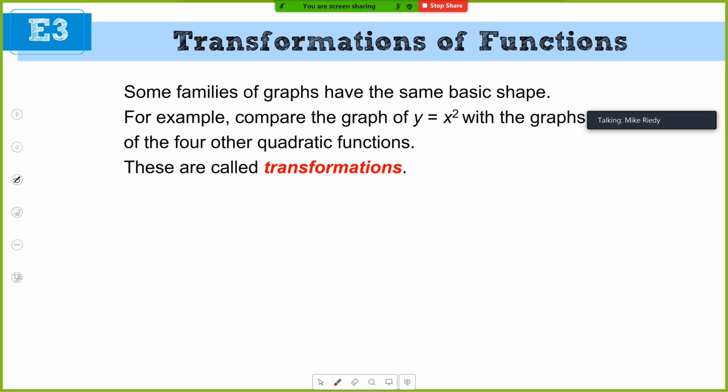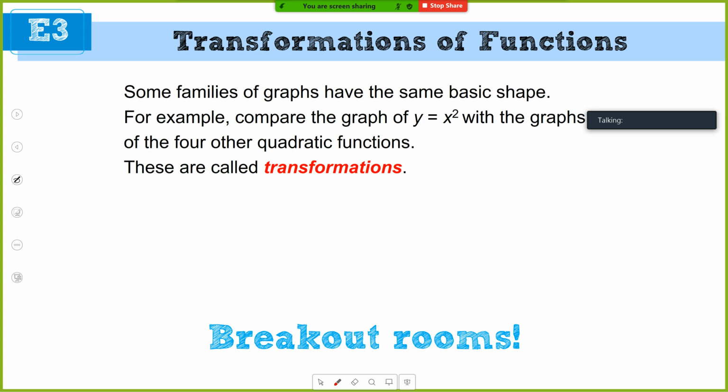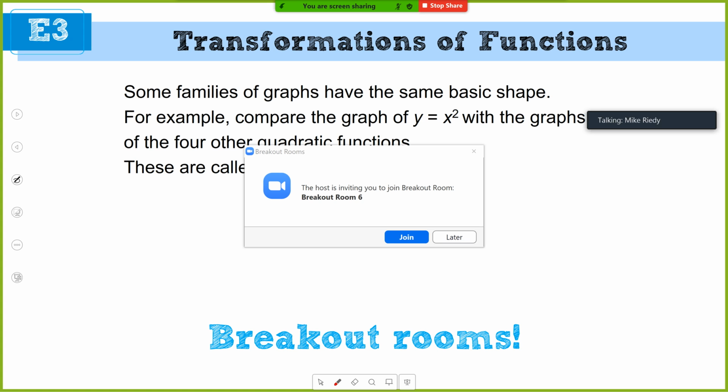I'm going to go through this quickly, but the transformations is what allows us to move these functions all over the place. Quick question on the last part of the breakout room or worksheet examples. I'm going to send you in there. Quick, maybe 2 minutes, and then I'm going to pull you back in here. Take a look at that next problem. Go.